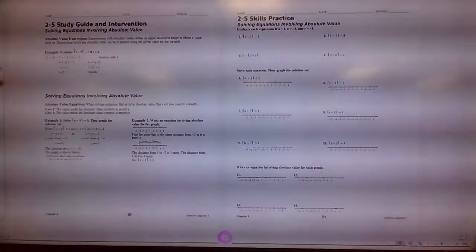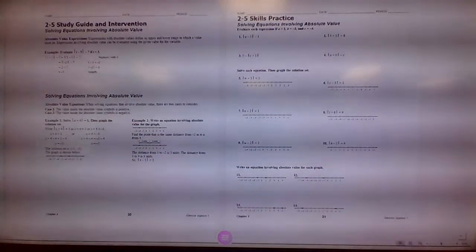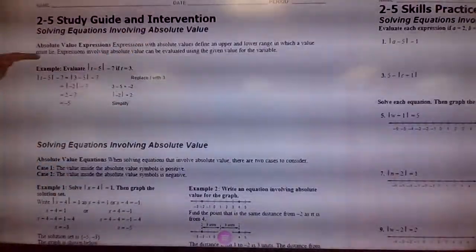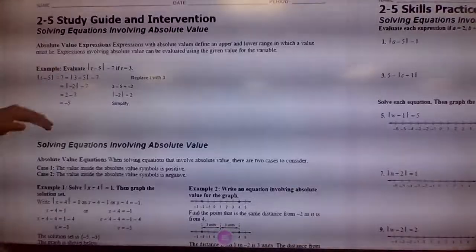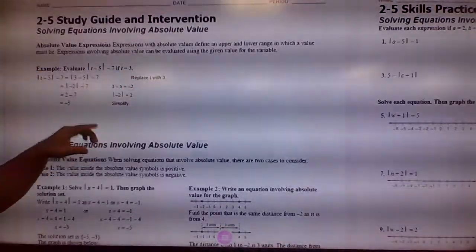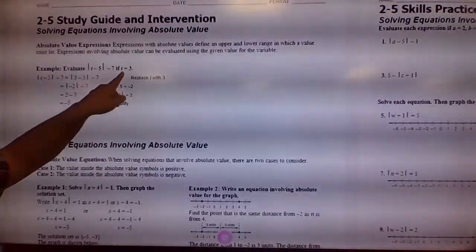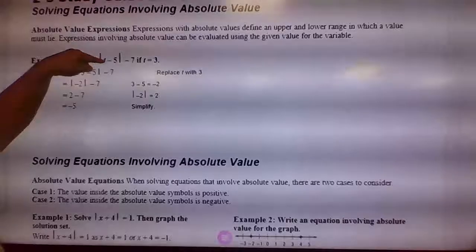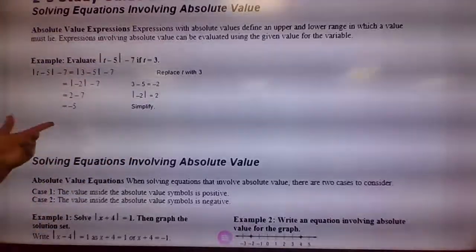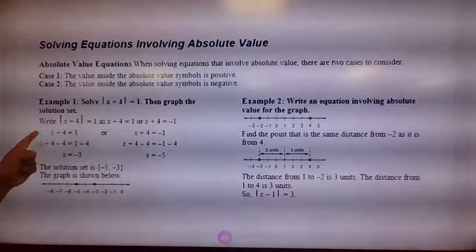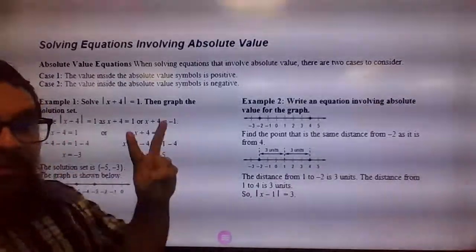This is involving solving equations involving absolute value. We went ahead and did this a couple of days ago. We evaluate, this is evaluating it. What we did is we substituted what the letter is. In this case, it was 3. So we substituted in there and we solved. This was fairly easy. And then another example we did was this one where we have two cases.